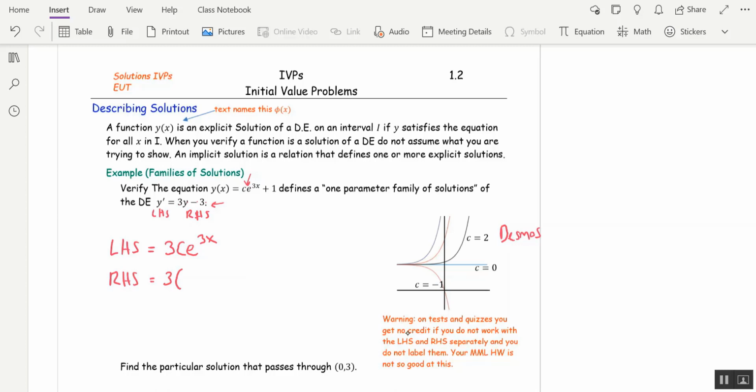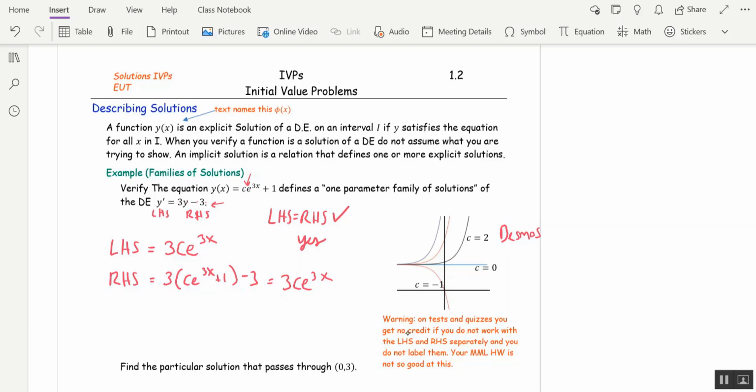3y is given as c e to the 3x plus 1. And I'm going to subtract 3. So let's simplify that. I get 3c e to the 3x. So the left-hand side is equal to the right-hand side. So yes, y is a solution.